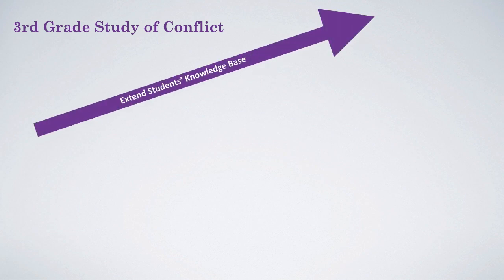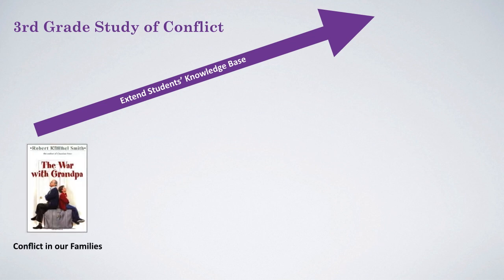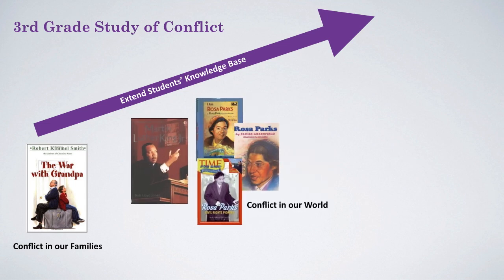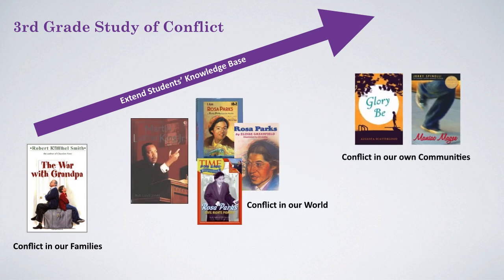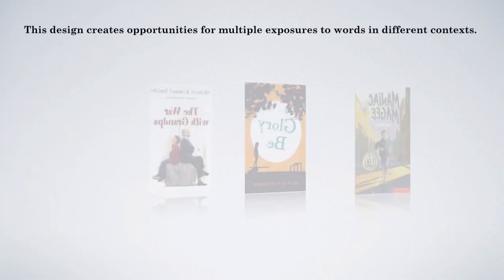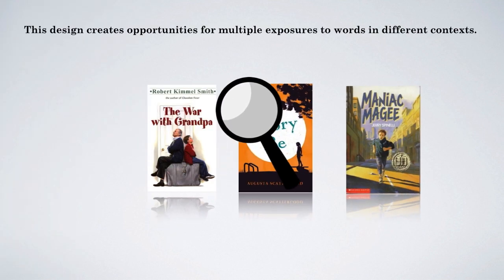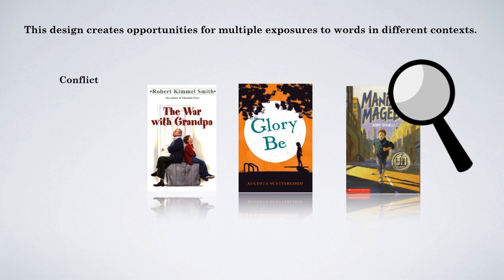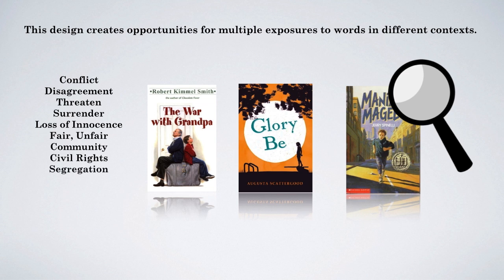By focusing on one or two main topic areas over time, we can extend the student's knowledge base. In third grade, for example, students pursue the idea of conflict first in the family unit, then in the world, and finally in their personal community. This will also create multiple exposures to words in different contexts, as vocabulary related to the topic is recycled and expanded upon across the year.